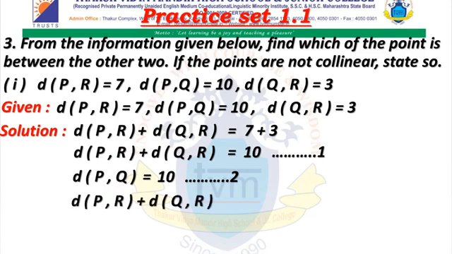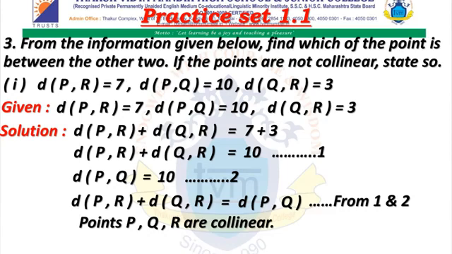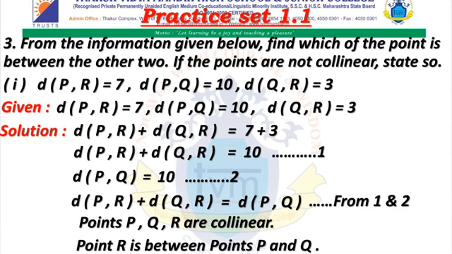It means distance PR plus distance QR is equal to distance PQ. This statement we got by comparing equations 1 and 2. And if the sum of two distances is equal to the greater one, then we can say that the points are collinear. So here points P, Q and R are collinear, and here R is between points P and Q.